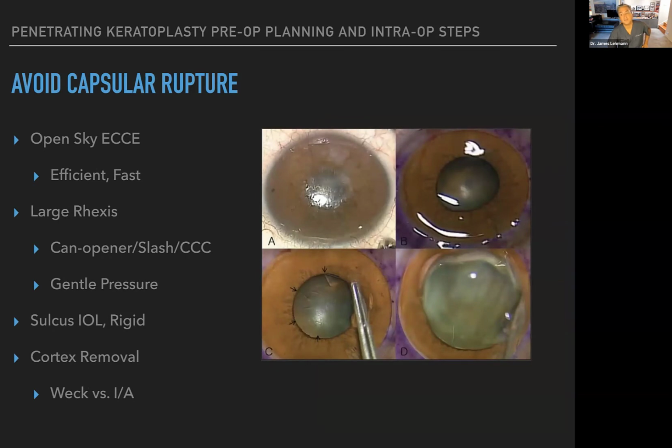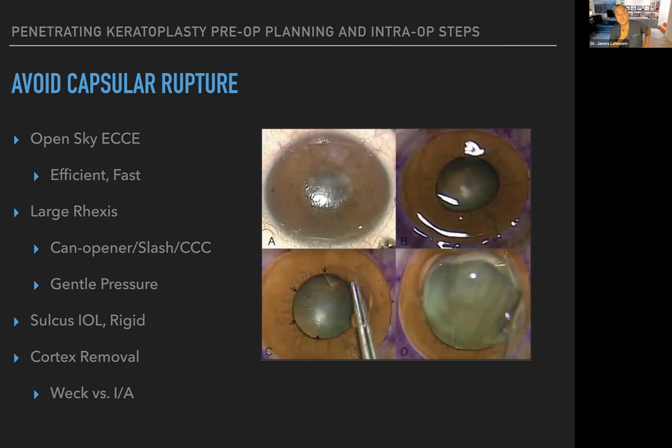And to avoid capsular rupture, it can happen and it's not the end of the world. You want to be efficient during the open sky ECCE. I like the can opener style, and then I like a rigid lens in the sulcus. It's Simcoe versus Weck in terms of cortex removal.